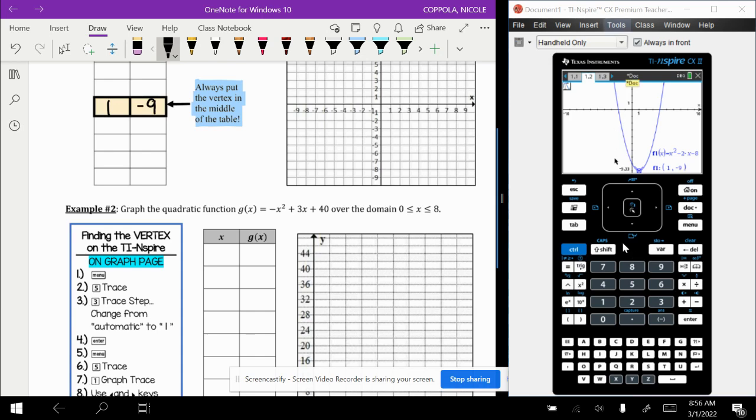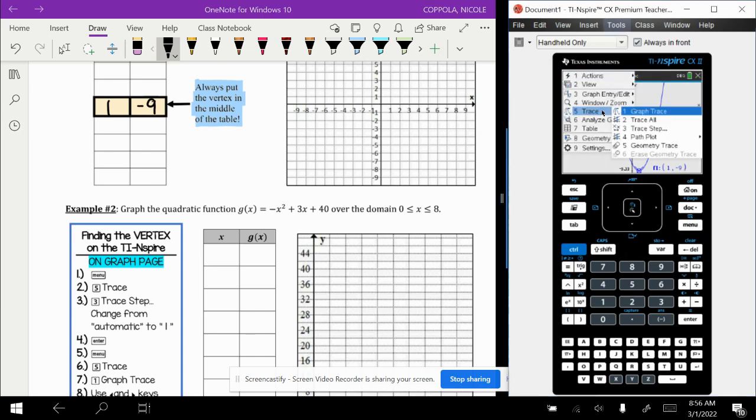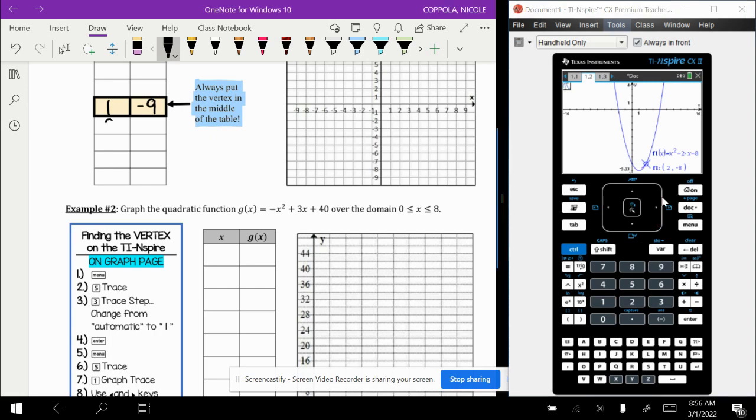You can also get the rest of your points by just hopping about now, right? So I can do 2, -8, 3, -5, 4, and again, I'm just tracing 4, 0. Ooh, that's a special one. And I'll finish up with 5, 7.